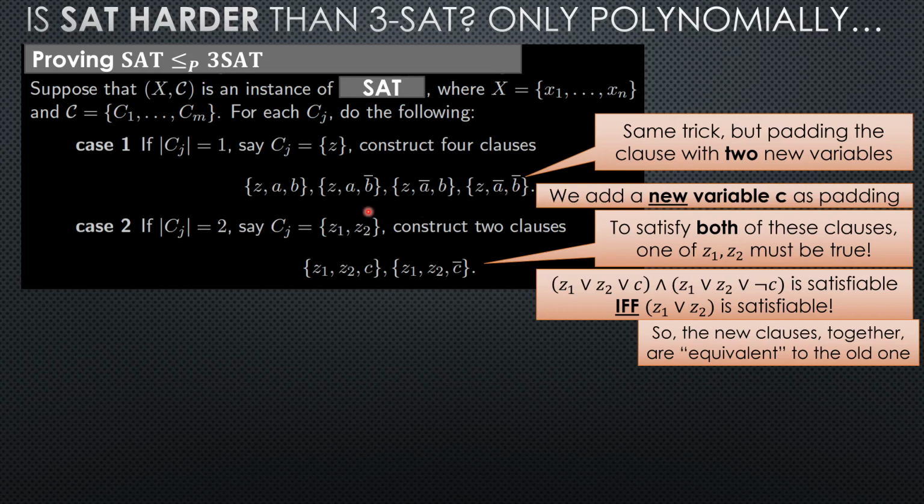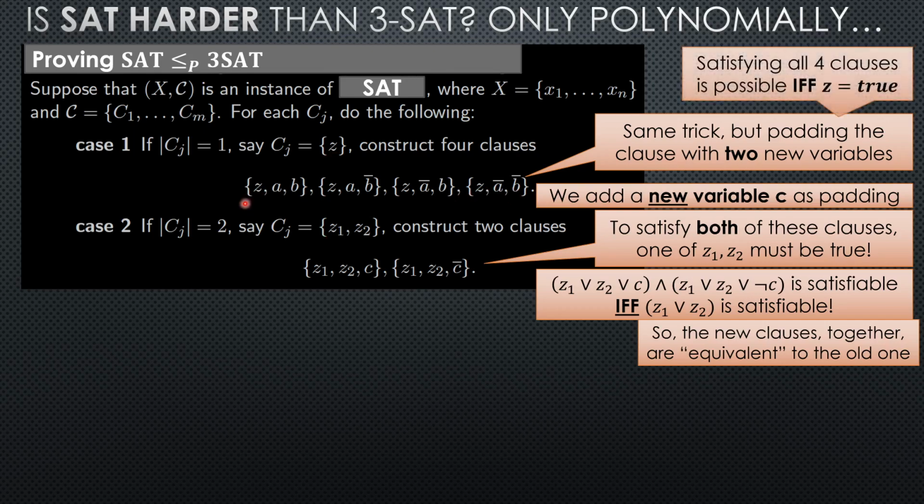These 4 clauses can only be satisfied simultaneously if z is true, if this original clause is true. So these 4 can be satisfied if and only if z is true, which is equivalent to saying this original clause in the sat formula is satisfied. Why? Because suppose z is false. Well, I have to set one of a or b true to satisfy this clause. And regardless of which I set true, this 4th clause will not be satisfied. So z has to be true in order for all 4 of these to be satisfied.